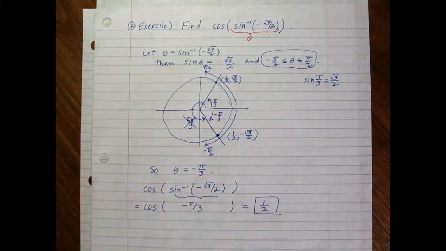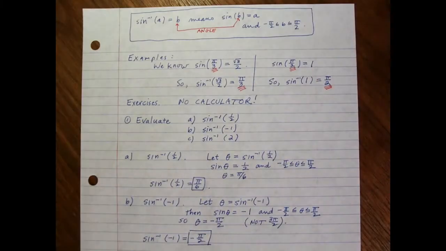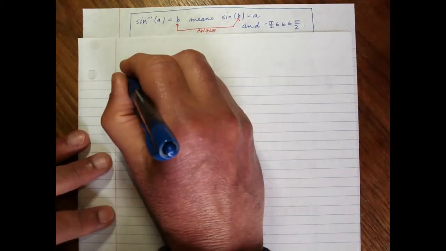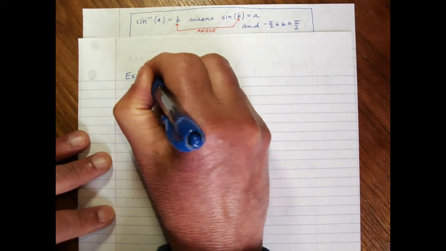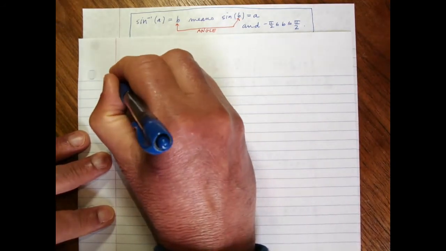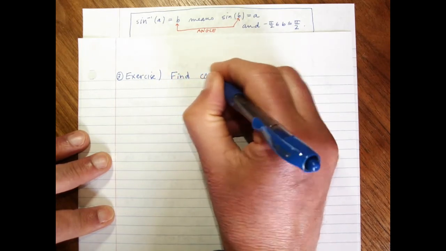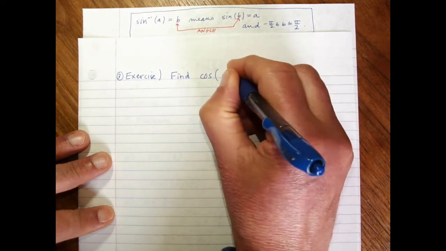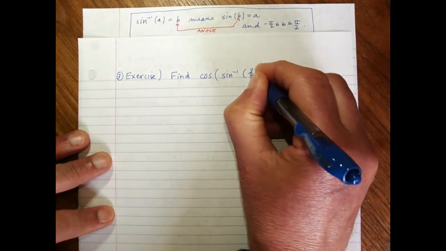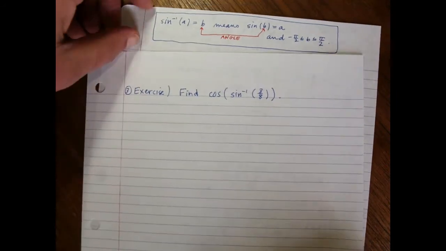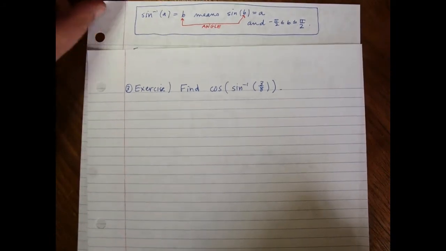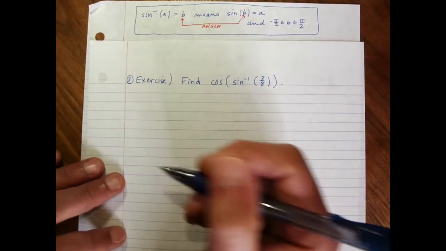Okay, we got one more we're going to do, and this is super important. Exercise 3, I want you to find cosine of sine inverse of 3/8. So it looks kind of similar to what we just did, but it's also kind of different. And again, we're going to do this by hand, no calculator to help.